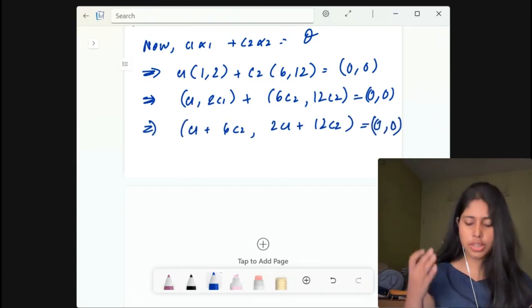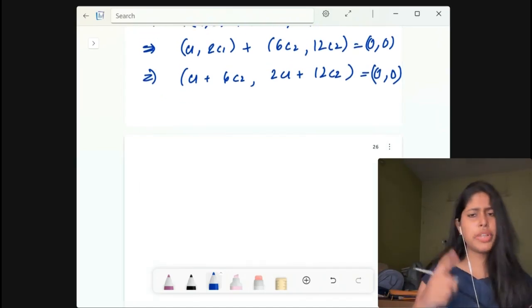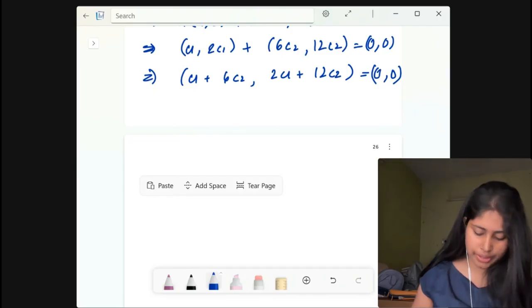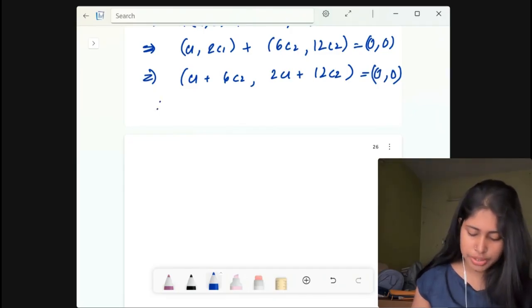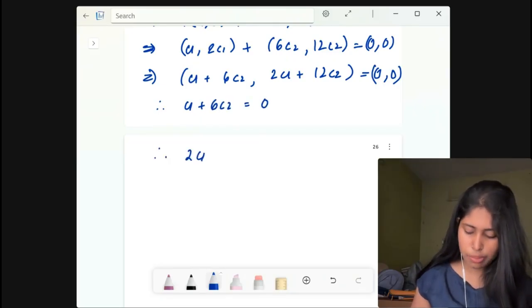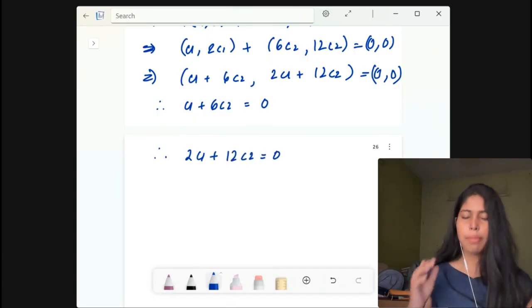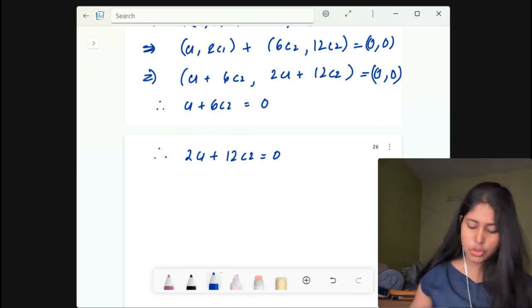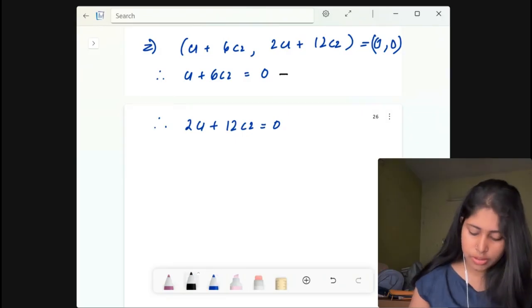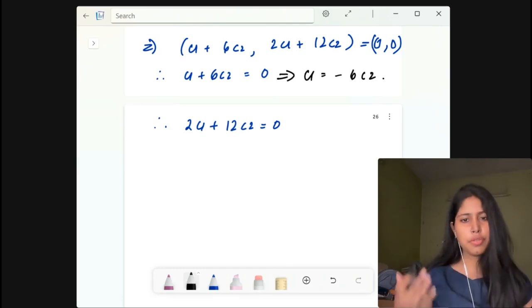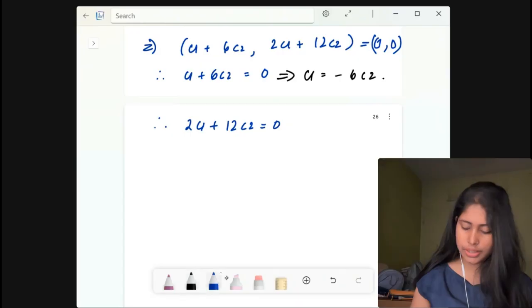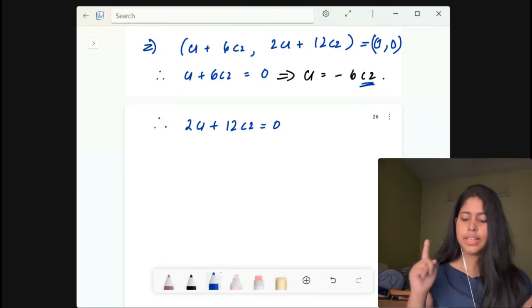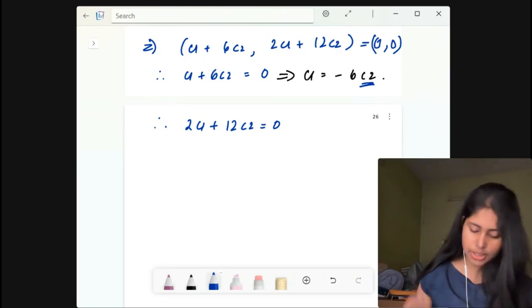So we have got the equations. Then we get two equations. Let me write that down too. Therefore, C1 plus 6C2 is equal to 0, and 2C1 plus 12C2 is equal to 0. But from the first equation only we are getting the relation between C1 and C2. So this implies that C1 is equal to minus 6C2. Now if we consider this C2 to be K, then C1 is equal to minus 6K. Then let us write that.